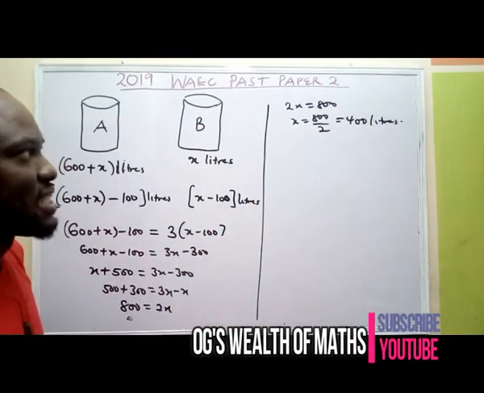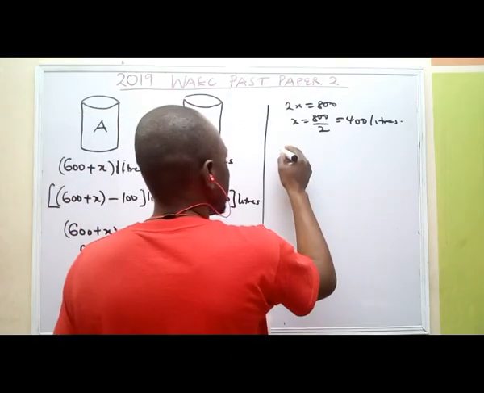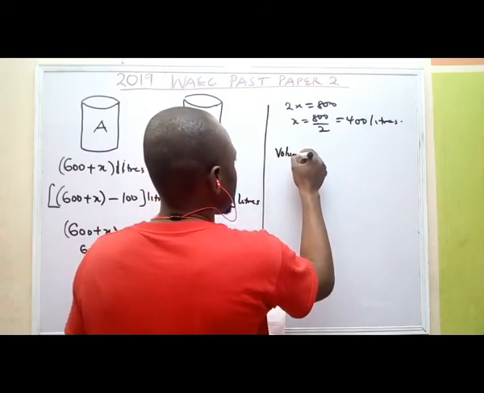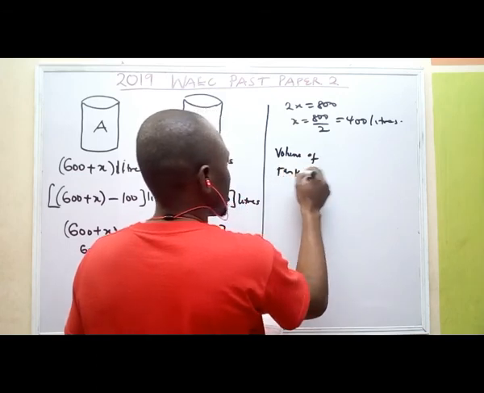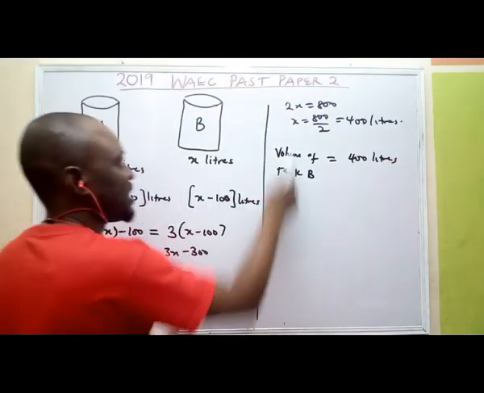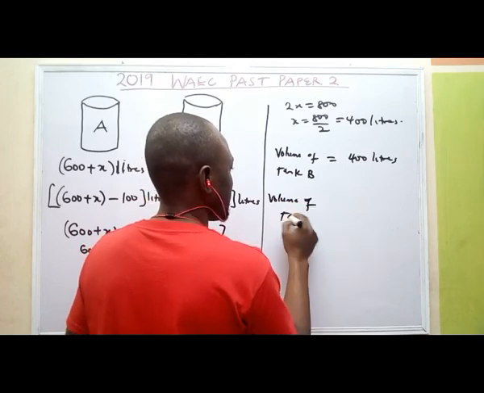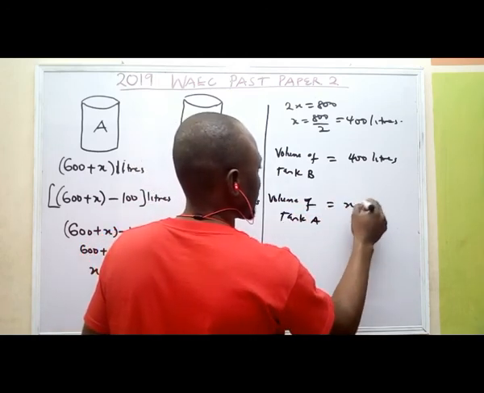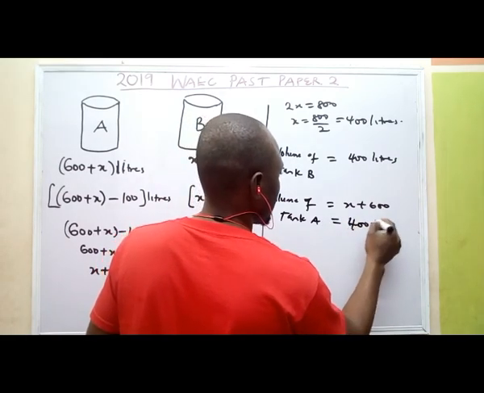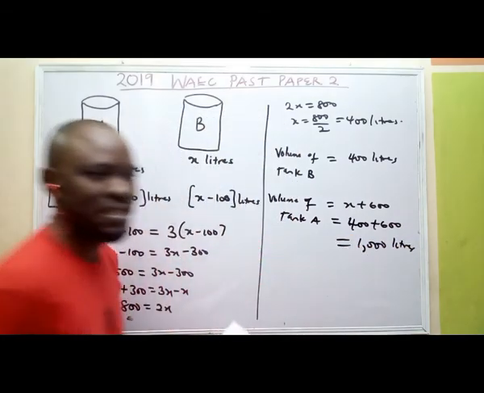So I now know that X is 400 liters and X represents tank B. It said find the capacity of each of them. Now the volume of tank B will be 400 liters. Since we already know that X represents tank B, the volume of tank A is 600 plus X. So I have 400 plus 600, which will give me 1,000 liters. So that's very simple.